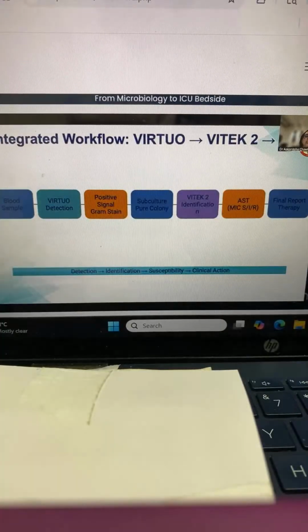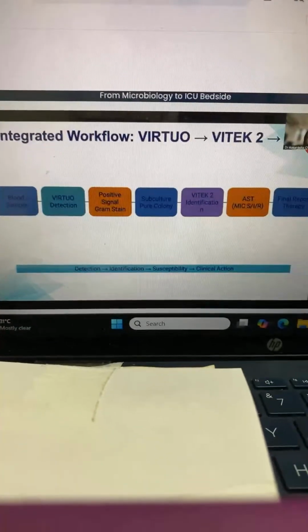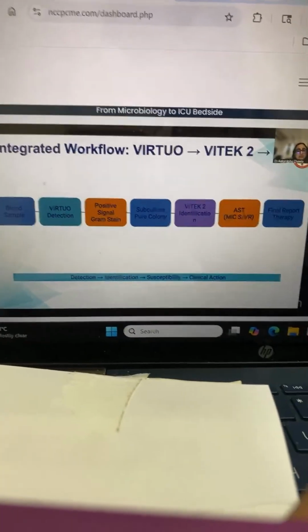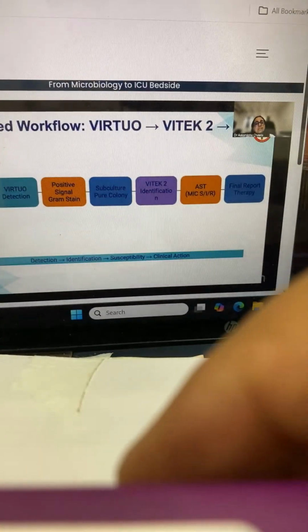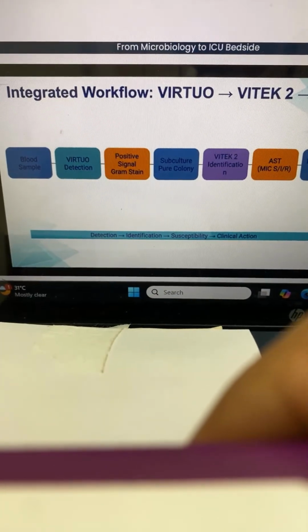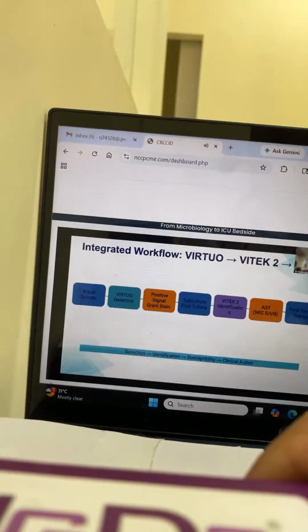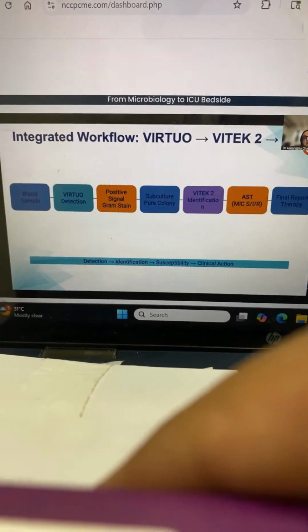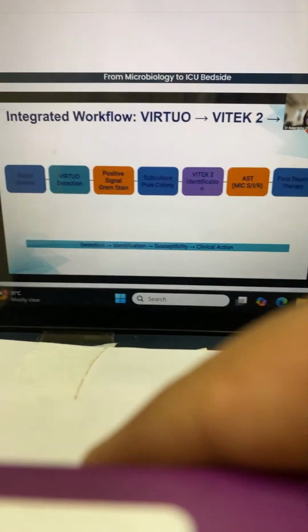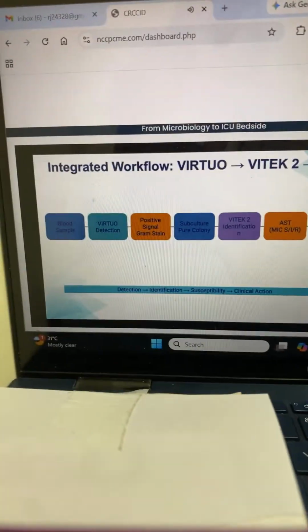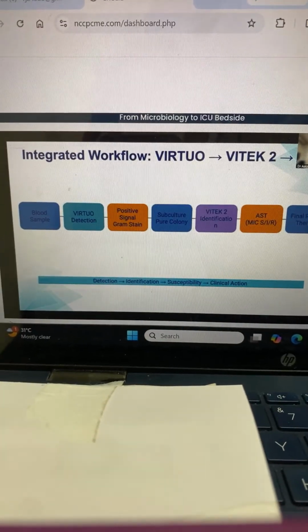So just to recapitulate, you have a blood sample, and through the system you've detected that there is a positive signal. Immediately in the lab, it will be put to a Gram stain and a culture. From the culture, a pure colony will be picked up and processed, like we just talked about with Vitek2 processing. The Vitek2 will give you the identification and the antibiotic susceptibility testing, and you will receive your final report, which will guide you to your therapy.